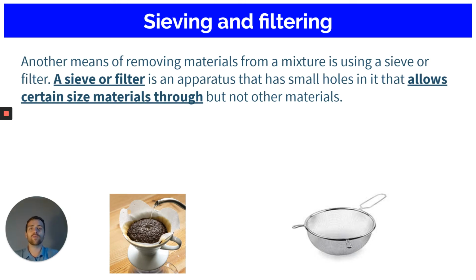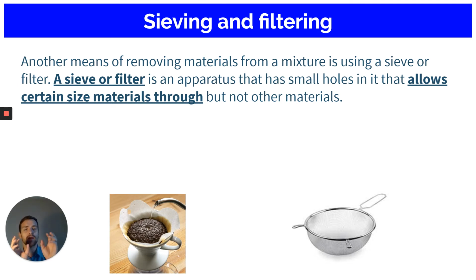So another means of removing materials from a mixture is using a sieve or a filter. A sieve or a filter is something that is made up of small holes, which allows certain size materials through, but not other materials. So if you have a mixture of materials where some materials are bigger and some are smaller, you use a sieve or a filter. And what that does is when you pour it in, the small ones fall through the gaps in the sieve or filter, and the big ones can't fit through. Small ones fit through, big ones can't fit through, okay? So that's what sieving and filtering is, okay?